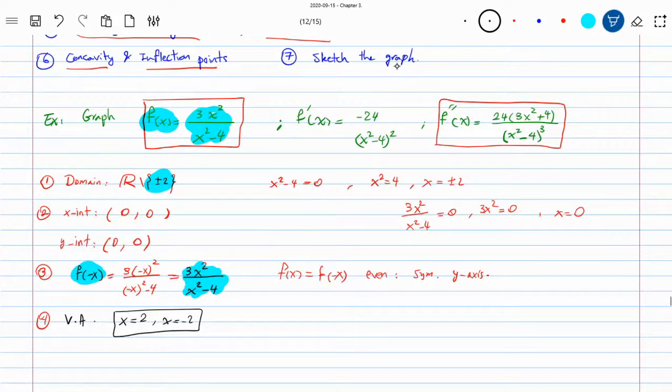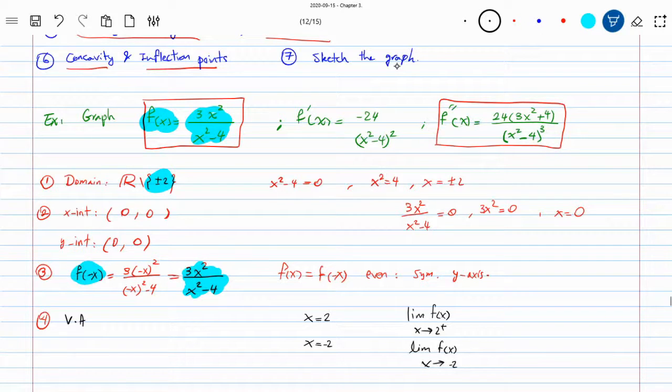Every time you see an excluded point, it doesn't mean that you would have a vertical asymptote there. It means if you're finding the vertical asymptotes, look at these two points to see how the function behaves around x equal to 2 and around x equal to negative 2. That means calculate the limit of the function as x approaches 2. Maybe from one side is good enough. And the same for x equal to negative 2. From right or left doesn't really matter. That means pick a point close to 2, replace it in the function to see what happens.